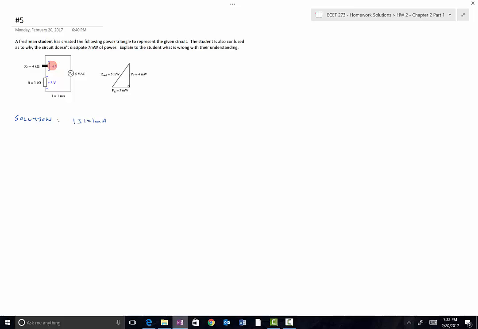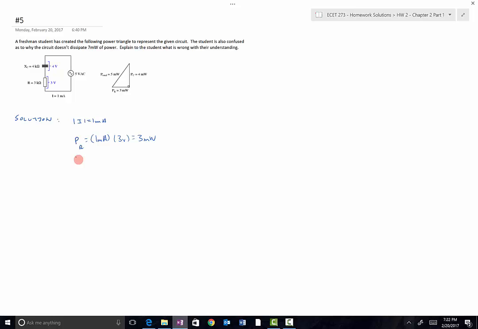And we're going to do that by saying that the power across the resistor is going to be 1 milliamp, so the magnitude of the current through it, times 3 volts. So that's 3 milliwatts.